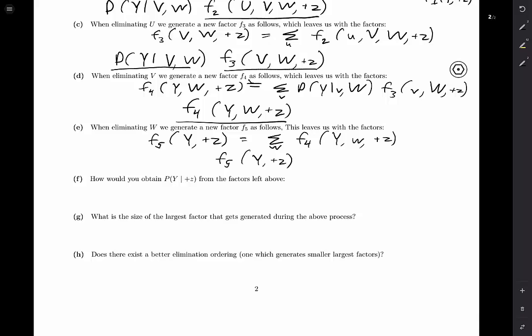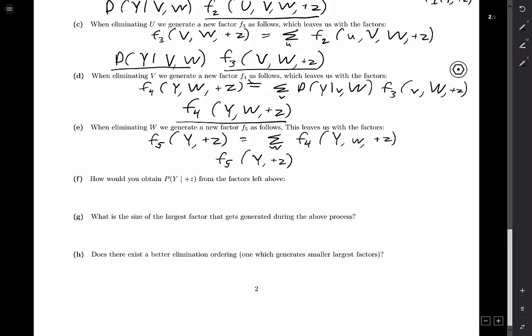And now they're asking us, how do you obtain probability of y given plus z from the factors left above? So let's consider probability of y given plus c. Let's actually rewrite it using Bayes' rule. This might help us think a little bit. So probability of y given plus z over probability of plus c.